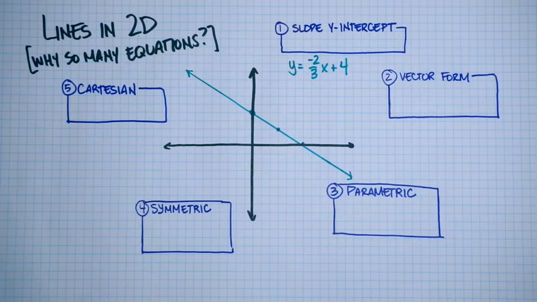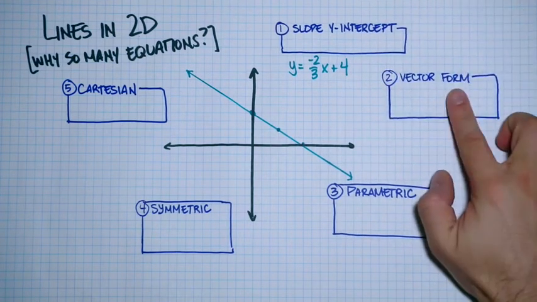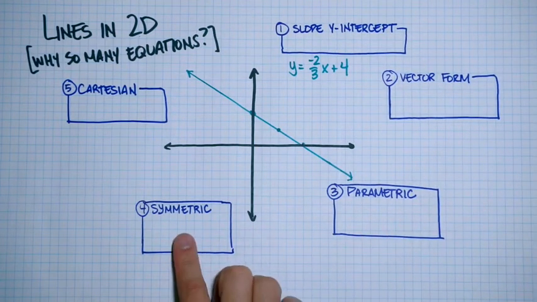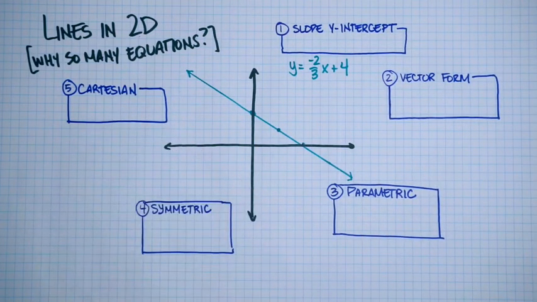There are lots of different ways to represent lines in 2 dimensions. We're going to cover 5 of those different ways in this video. That seems a bit crazy. 5 different ways to express the equation of a line in 2 dimensions: slope y-intercept form, vector form, parametric form, symmetric form, and Cartesian form.